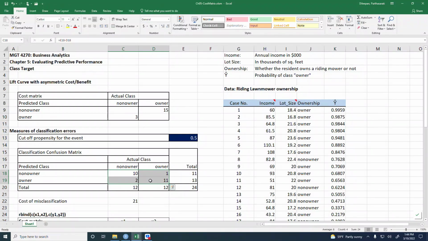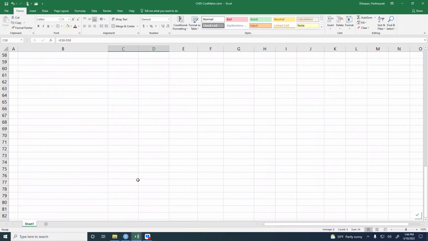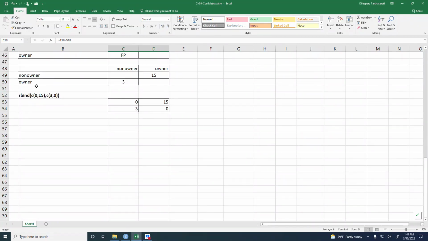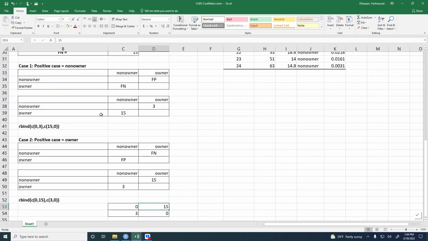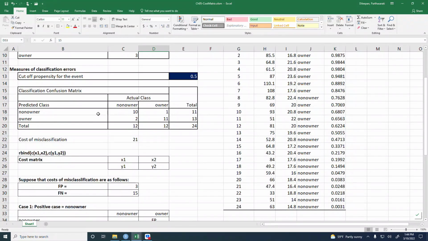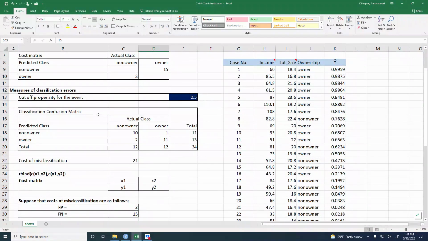So now, what numbers you put here in this rbind must be such that these numbers correspond with the correct cost of false positive and false negative. And what is false positive and what is false negative depends upon two things. One is whether you have actual class as columns or rows. You can have either way. R produces actual classes going as columns and predicted classes going as rows.